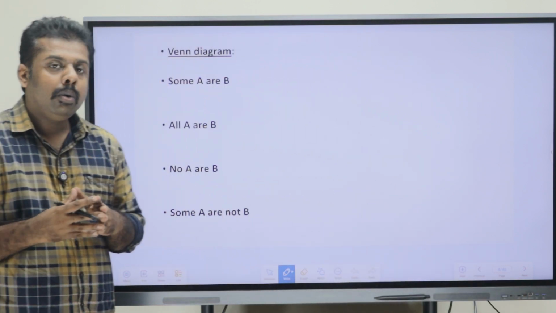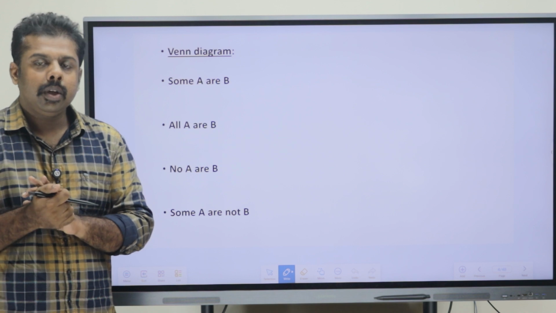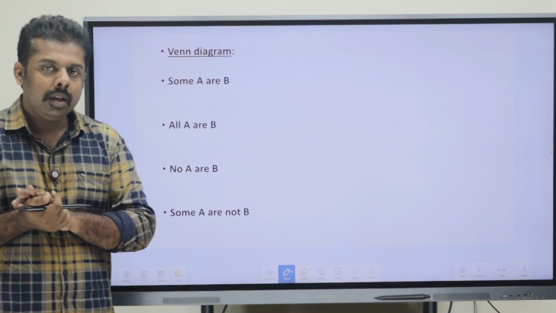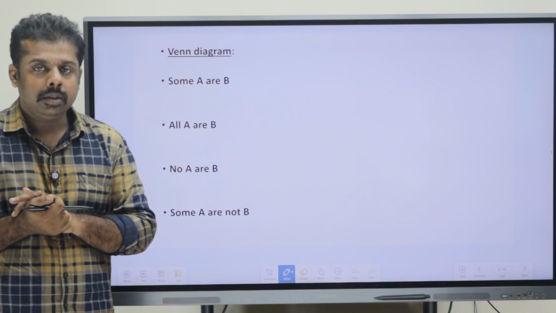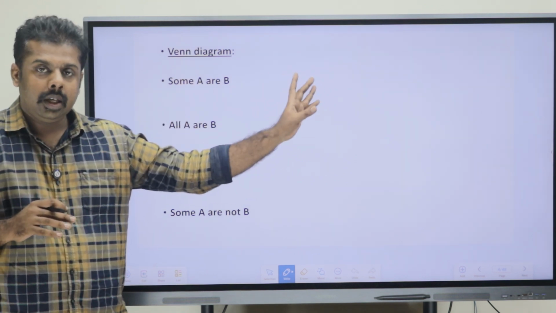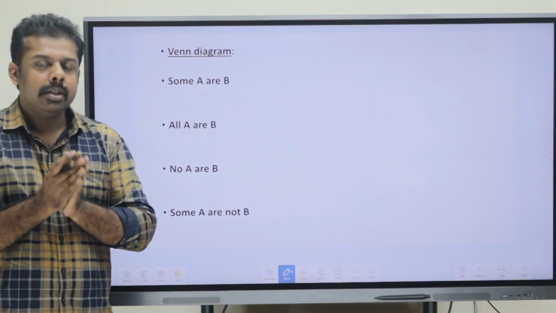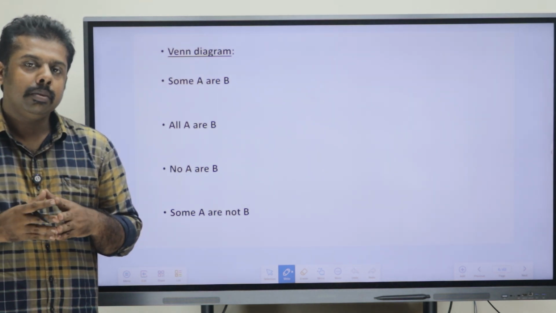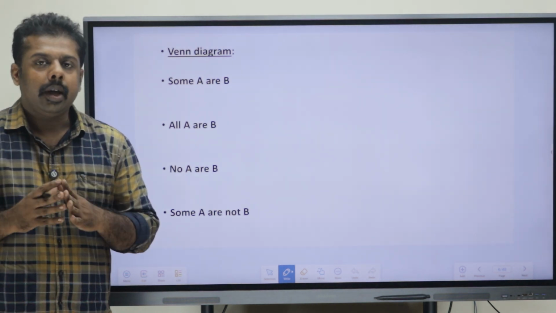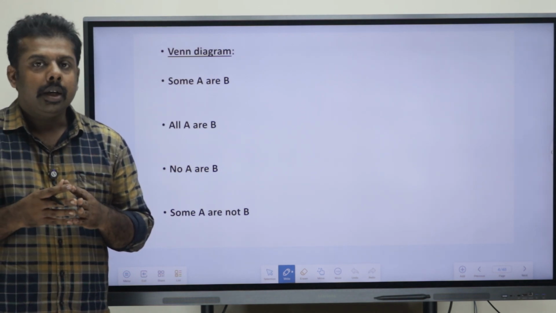Now, how are we going to approach this syllogism? We are going to use a method called the Venn diagram method. Since this Venn diagram method is applicable to every case in syllogism, the best way to interpret a syllogism is always using a Venn diagram. Okay. So now we are going to discuss how we are going to portray these keywords.